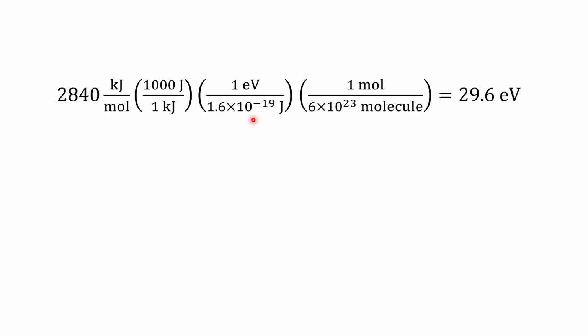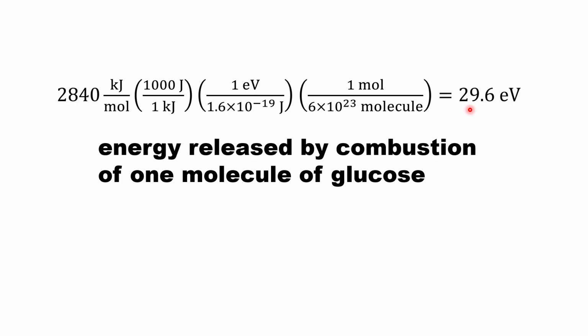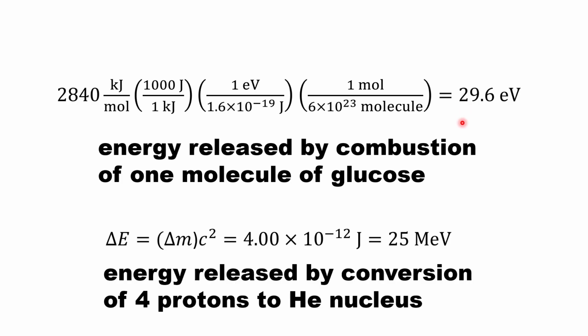But then lastly, that would be the energy released per mole of glucose. But there are 6 times 10 to the 23rd molecules per mole. So divide down by that enormous number, Avogadro's number, and we find about 30 electron volts are released every time you burn, I'll say, 1 molecule of glucose. 25 to 30 electron volts. Contrast that with the 25 mega electron volts, million electron volts, released when 4 protons are fused into a helium nucleus.